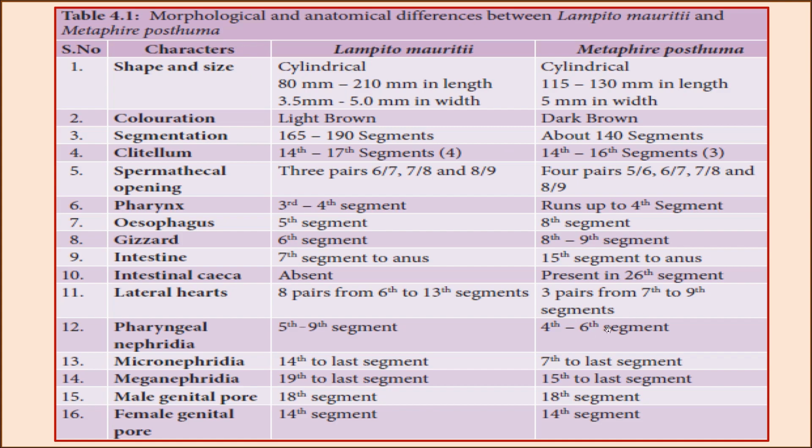This tabulation shows the variation between the Lampito mauritii earthworm and Metaphire posthuma. They vary in their size, shape, coloration, segmentation and clitellum. They differ in various ways, and in the organs of the different segments, so we have to learn it.